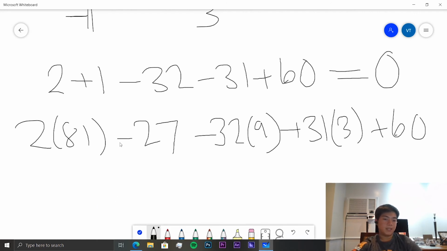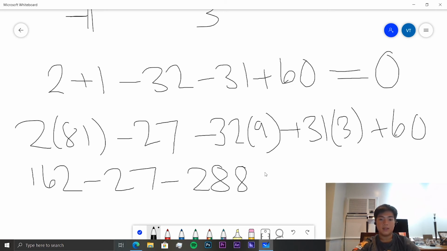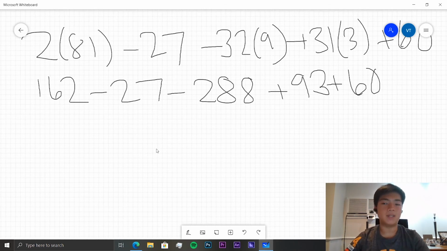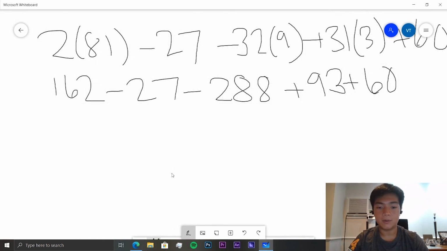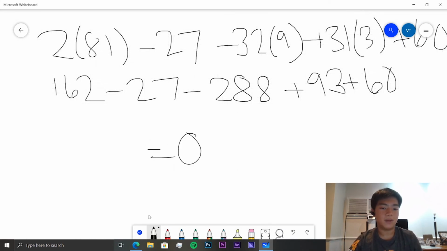So let's expand all of this. Of course, this is 162 minus 27 minus 288 plus 93 plus 60. Just to check, let's punch this into a calculator: 162 minus 27 minus 288 plus 93 plus 60, and it does equal 0 indeed. So these two are both factors of the above polynomial.